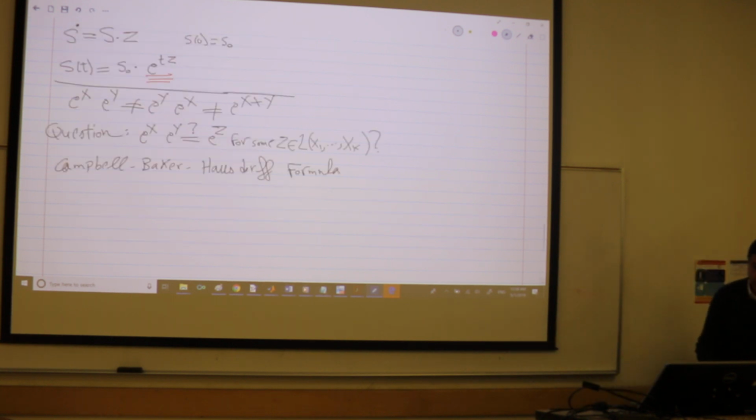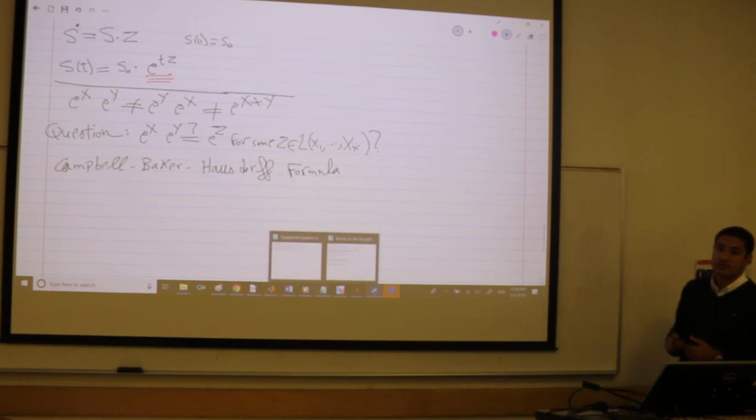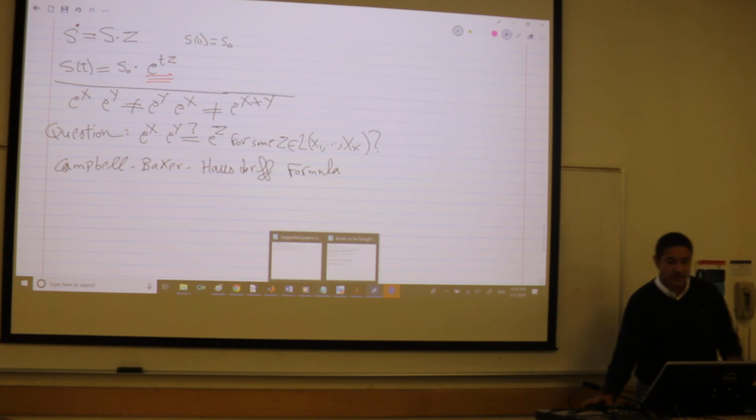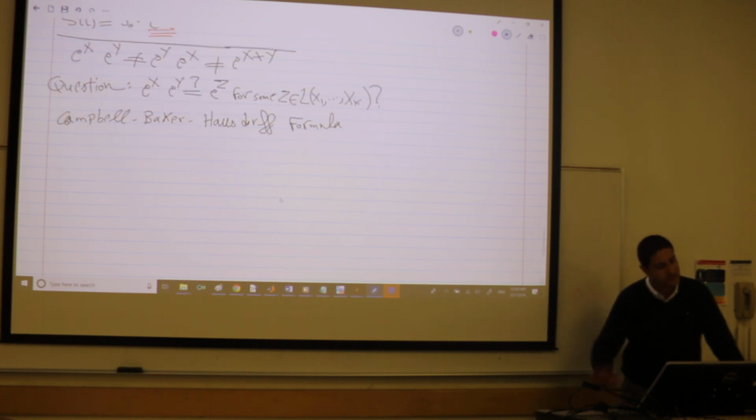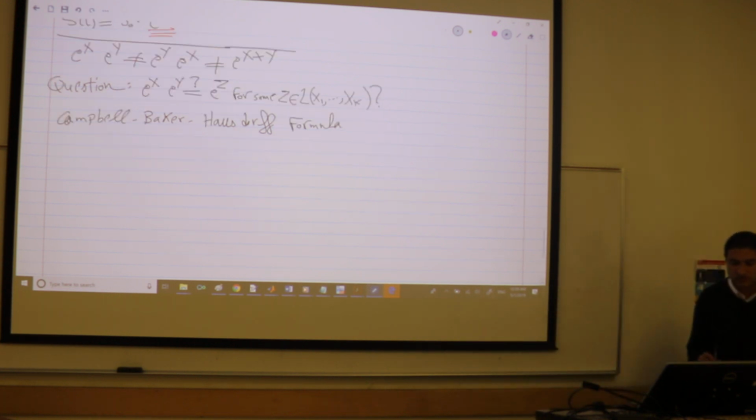It says, again, this is very generic. It's for any Lie algebra. I really don't care about the x's. The x's are indeterminates, to be determined later. They can be matrices, polynomials, vector fields, whatever you like. So this is very generic.